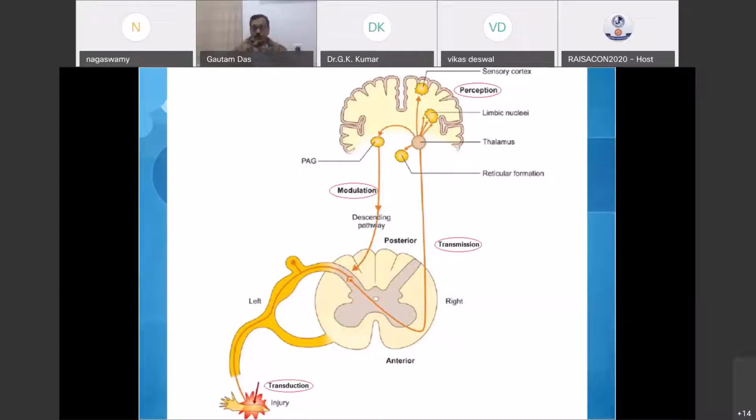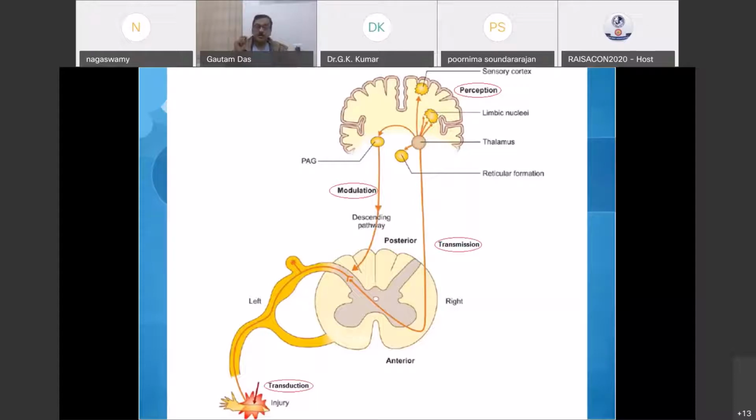For the DNB students, I have written some short notes. So transduction can be a short note. You have to tell that three kinds of energy are converted into action potentials: mechanical, chemical, and thermal. When they cross the threshold needed to create action potentials, then action potentials are created at the nerve terminals, and then they are carried over the first order neuron, second order neuron, third order neuron.